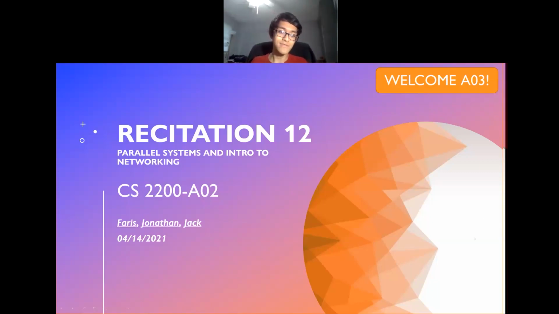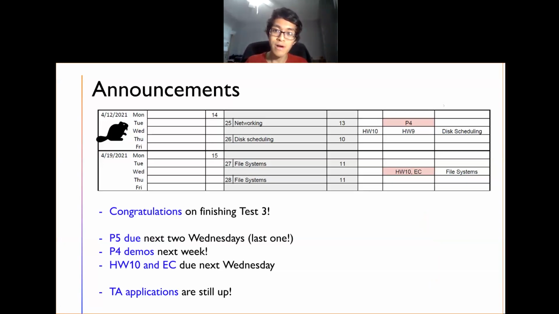So, let's get going, starting off with the announcements. Number one, congratulations on finishing test 3 last weekend. Now you're going to have to start working on your project 5, which is due in 2 weeks, so that's due in two Wednesdays. Project 4 demos are up and running, and they're scheduled to run the whole of next week, so make sure you've signed up for that. And lastly, homework 10 and the extra credit project, if you want to do it, are due next Wednesday. And again, the 3-day late policy still applies if you have not used them.